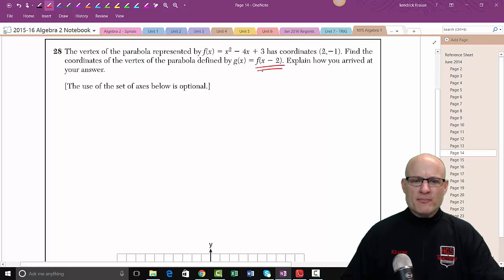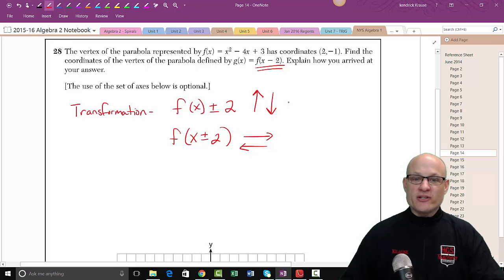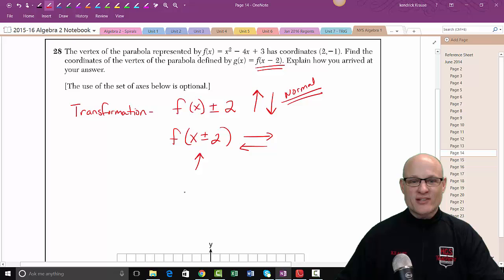But you have to remember that when we are doing transformations, this is a transformation problem. If I do f of x plus or minus 2, that means it's going up or it's going down. This is a vertical shift. However, when I do it on the inside of the parentheses, and I hope your teacher taught this to you, this is a shift to the right or the left. Now, this one's easy. It's just normal. It goes up if it's positive. It goes down if it's negative. This one's the tricky one, which is why they asked this on the question.